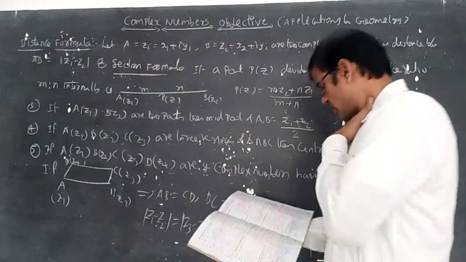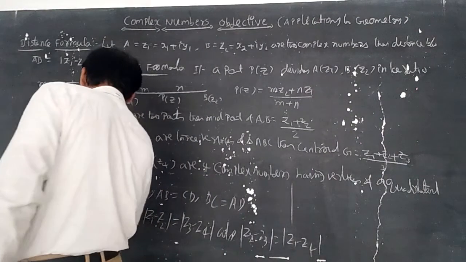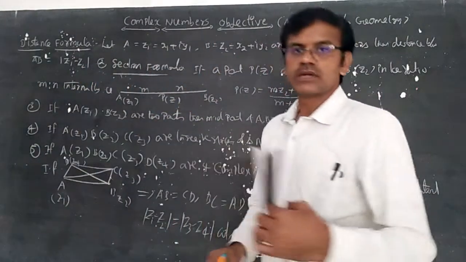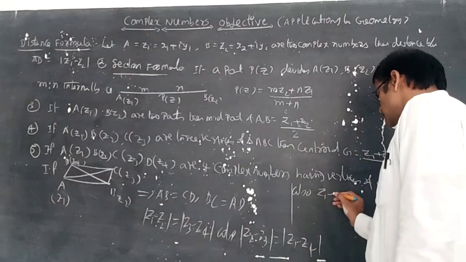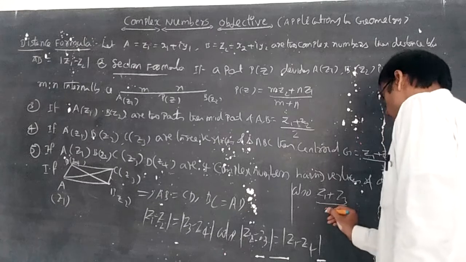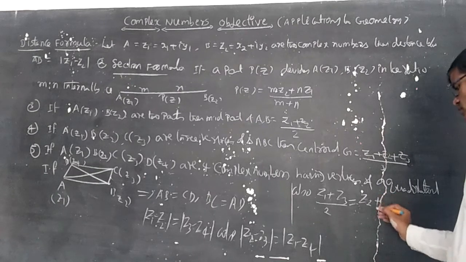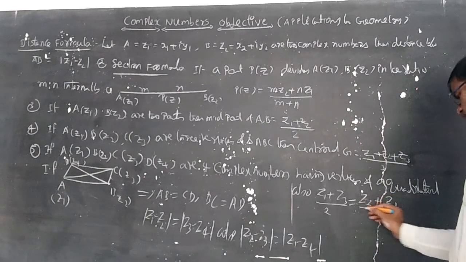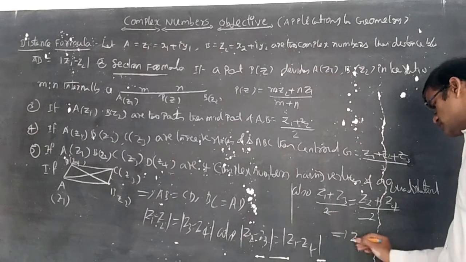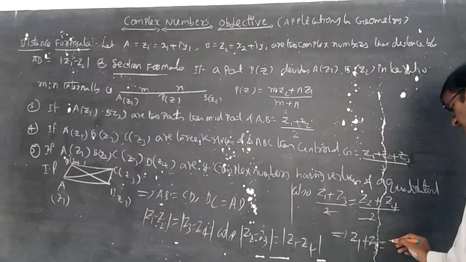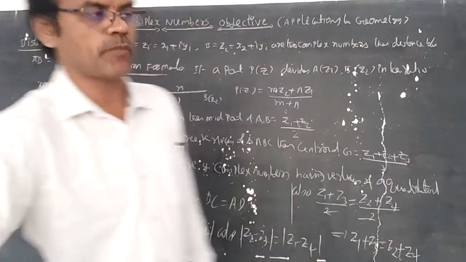Next one. Also, one thing we can say is that the diagonals bisect each other in the parallelogram. So (Z1 plus Z3) by 2 is equal to, meaning the midpoints of the two diagonals are equal, (Z2 plus Z4) by 2. The 2 gets cancelled. That implies Z1 plus Z3 is equal to Z2 plus Z4. So, this is the geometrical representation of complex numbers.